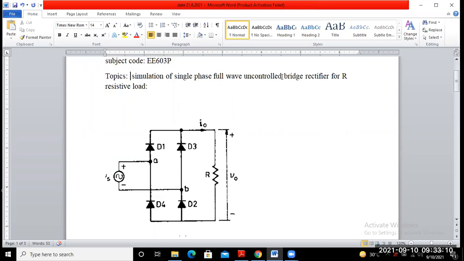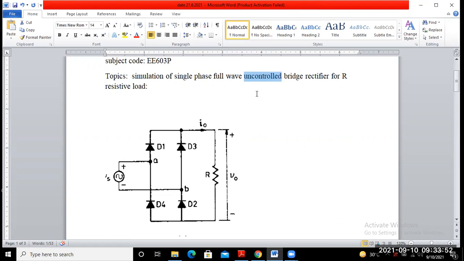Why is it called an uncontrolled rectifier? What is the basic difference between the uncontrolled and controlled rectifier? Basically, in an uncontrolled type rectifier, we use power electronics switching devices which cannot be controlled. So we are not able to control the output voltage of the rectifier. That's why it is known as uncontrolled.